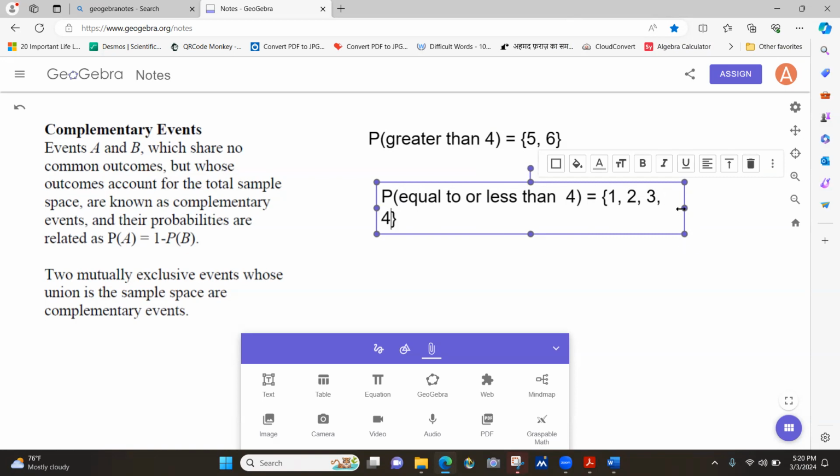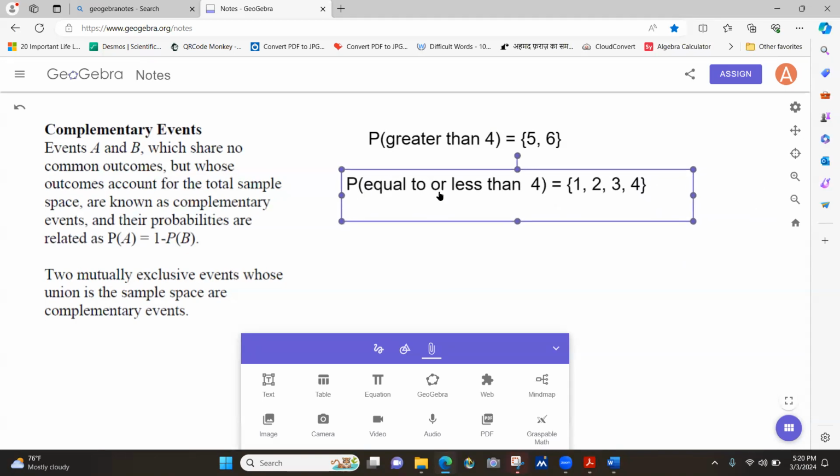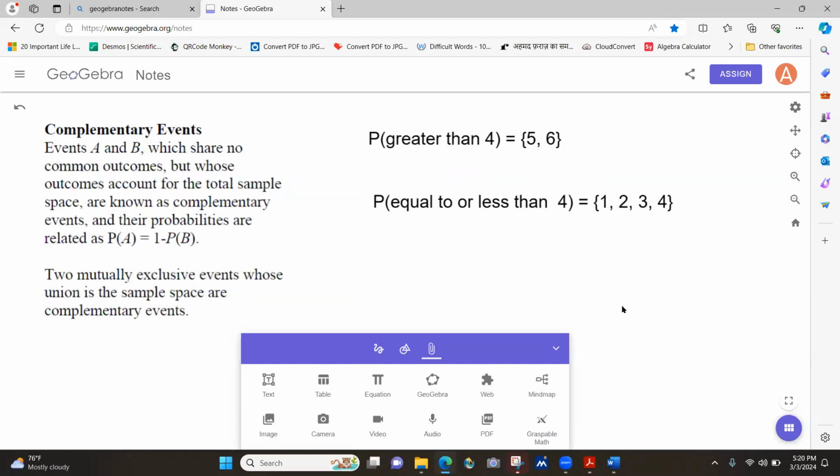Now take a look at these two events. They're complementary events. So they together form the sample space. Take a look, 1, 2, 3, 4, 5, 6. That's the entire sample space. And they're mutually exclusive. Two events that are mutually exclusive, and when you put them together, you get the sample space. Those two events are called complementary. And there's a very nice relationship.